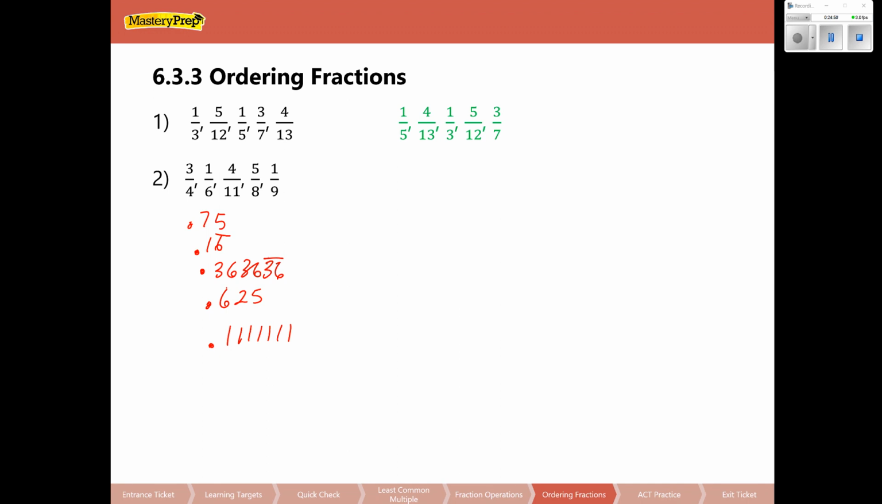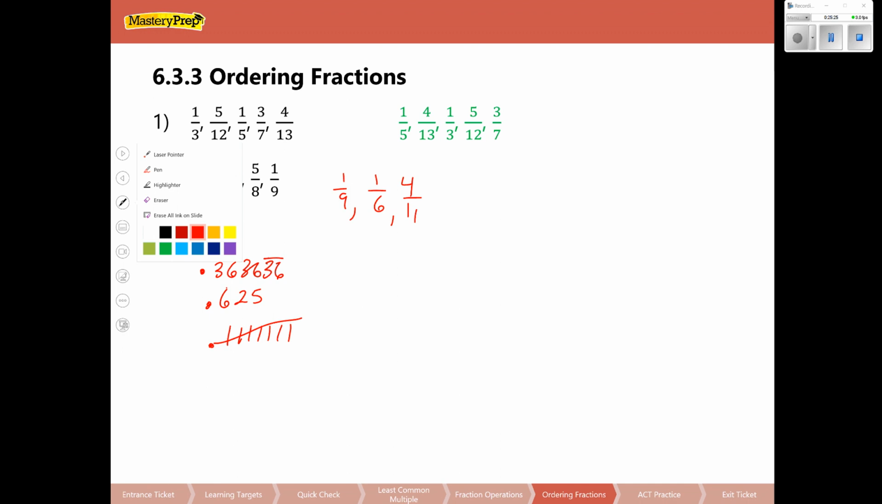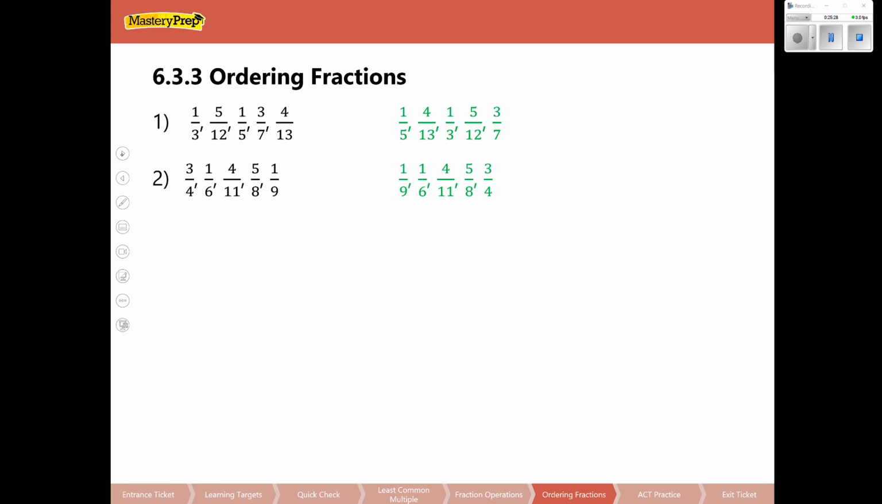So 1/9 is 0.1 repeated. 2/9 is 0.2 repeated. 3/9 is 1/3, so 0.3 repeated. 4/9 is 4 repeated. 5/9 is 5 repeated. It's going from smallest to biggest. But there is no 0.9 repeated ninths. It only goes up to 8. So the smallest is 1/9, then 5/8, and lastly: 1/9, 1/6, 4/11, 5/8, and 3/4.